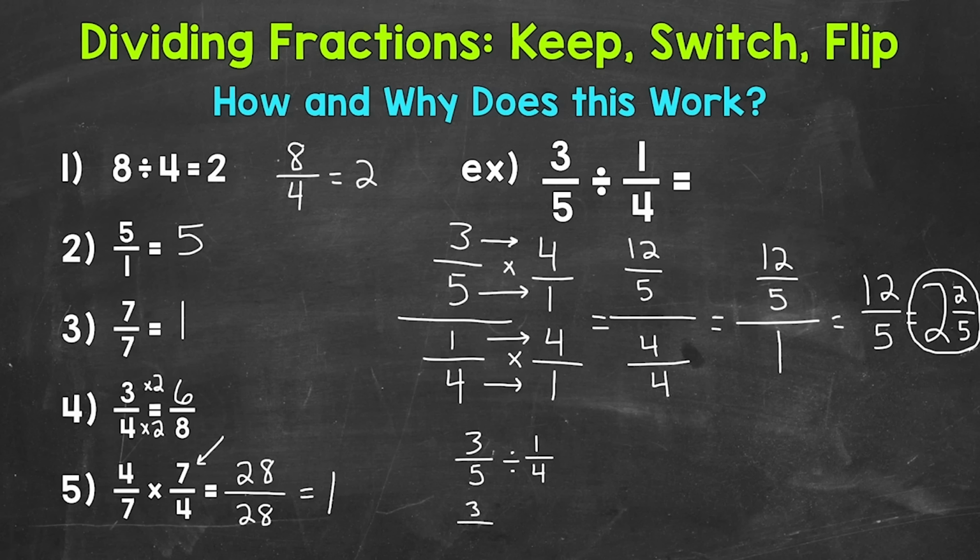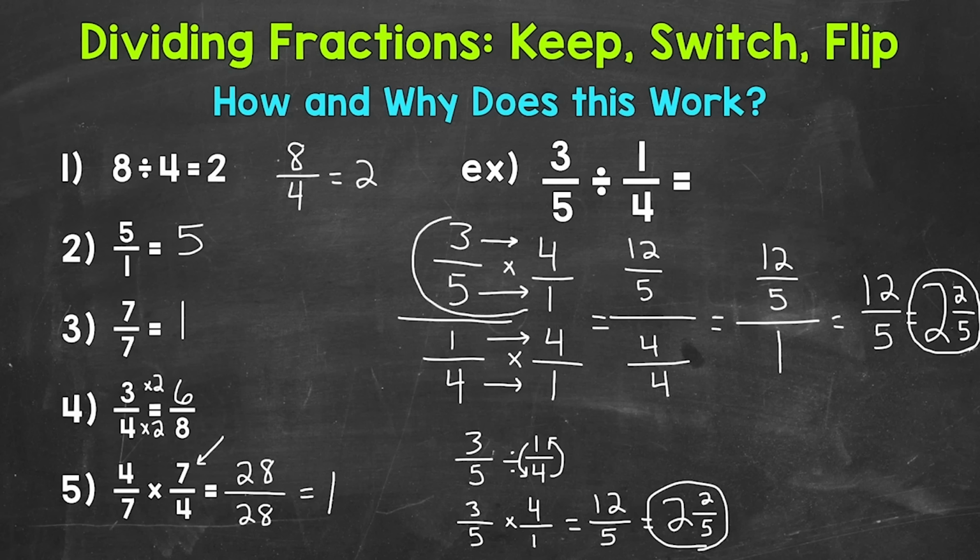So keep our first fraction, 3/5, switch to multiplication, and then flip our second fraction. We get 4 over 1. And then we multiply straight across. We get 12/5, the same answer we got when we used the long way. And we convert this to a mixed number, which is 2 2/5. So you can see, look up here, and you'll notice that we have 3/5 times 4 over 1. The same thing we have down here.